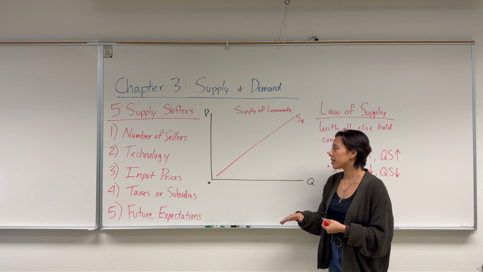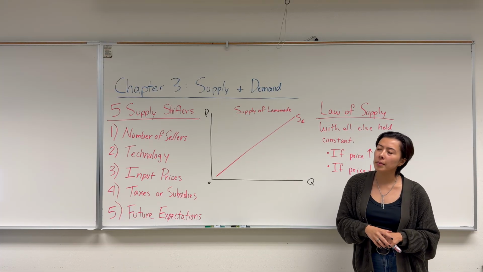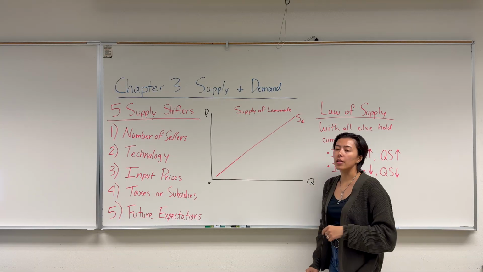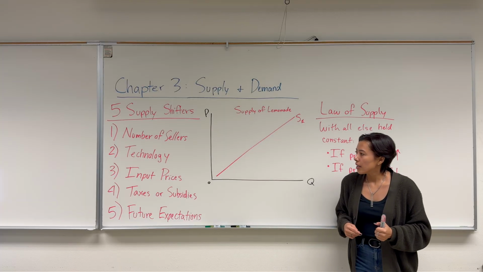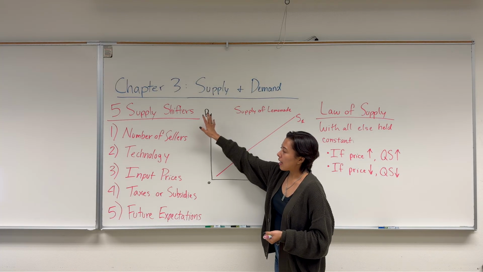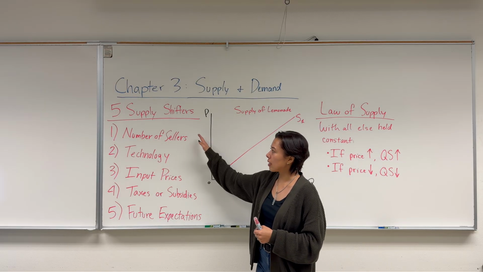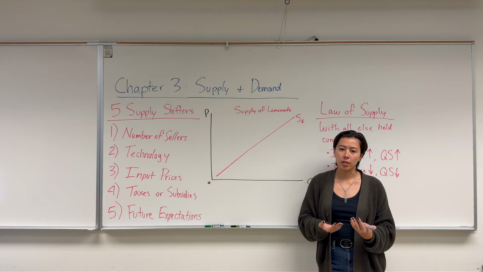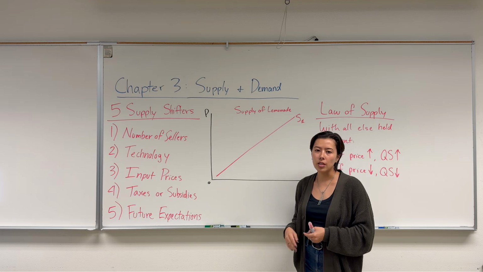Okay, so I've gone and reset my graph of my supply curve here. We're still looking at the supply of lemonade. My supply curve is upward sloping, and I've labeled it with an S1 just so we know that it's our original supply curve. I've also written our 5 different supply shifters here on the board. So if we have a change in any one of these factors, this is going to lead to a shift in our supply curve. And just like we did with demand, we're going to go through each of these one by one.